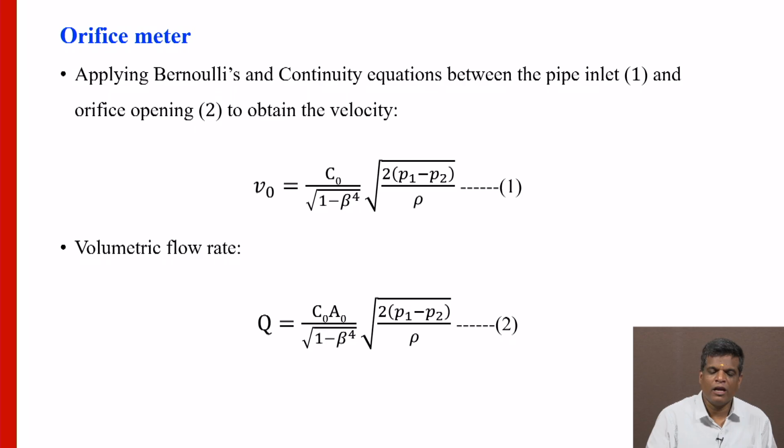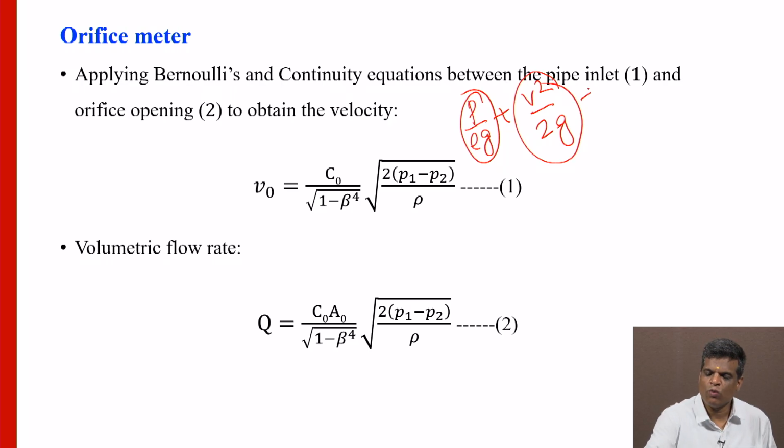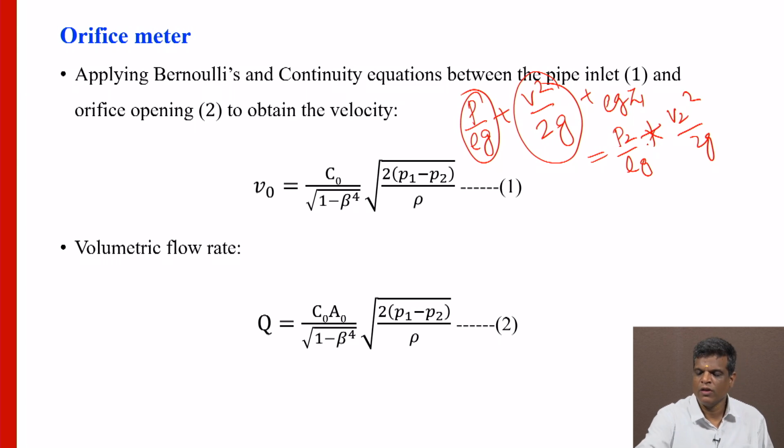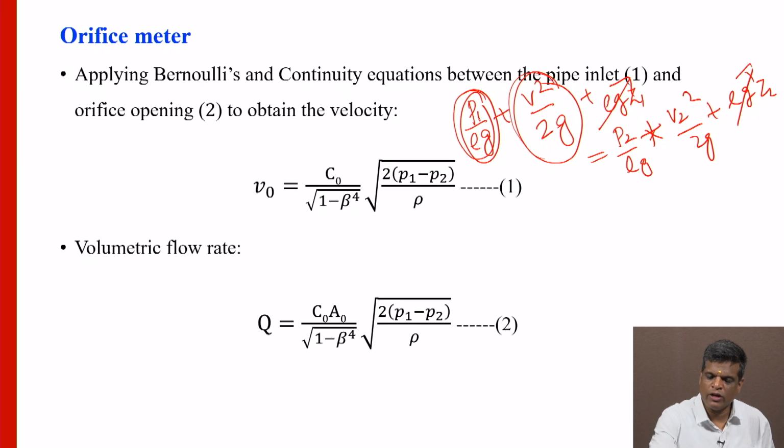Now the Bernoulli equation, which we know, is a combination of pressure energy P by rho g, kinetic energy V square by 2g, and potential energy, which we write as Z1. In the same way for point 2, P2 by rho g, V2 square by 2g, and Z2. Since the pipe is horizontal, the potential energy terms cancel out. Then we only have the pressure energy and kinetic energy: for point 1, P1 and V1 square by 2g, and for point 2, P2 and V2 square by 2g.